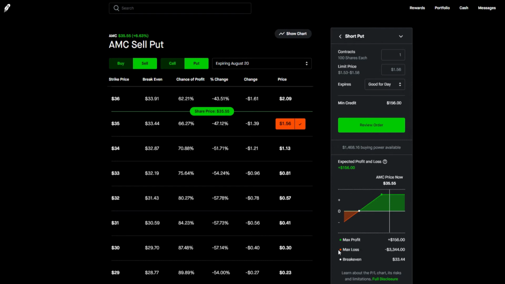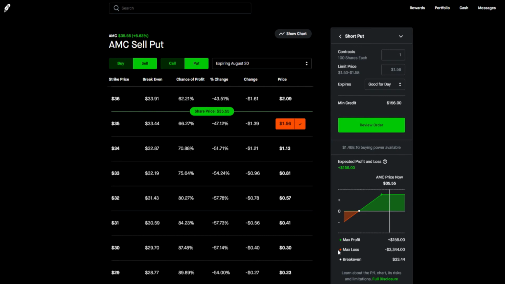The max loss is the total amount of money that will be used to purchase the 100 shares of AMC at the $35 strike price, minus the $156 premium, because you get to keep that no matter what. And the break even is saying that if the price of AMC drops below $35, because we made the $156 premium, we will not be at a net loss unless the stock price is below $33.44 per share.